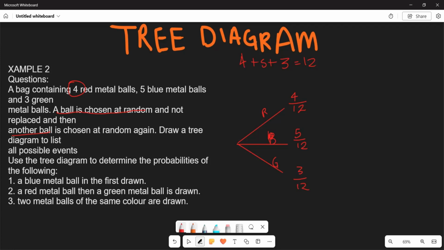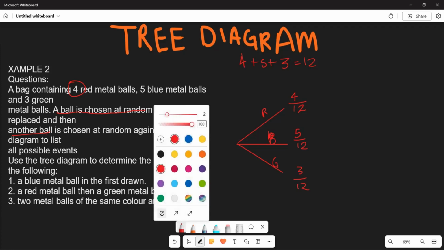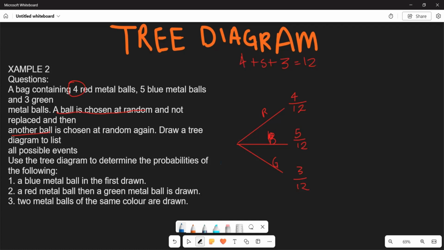Now that is going to be your first diagram. Now the second part, they say another ball is chosen altogether. The first one is not replaced. Now we are choosing the second one. What is it that you know already? If the first ball is already chosen, and we are asking what the chances are of picking a second red ball, if they've already chosen the red ball at first, the chance of choosing the second ball now is going to be what?